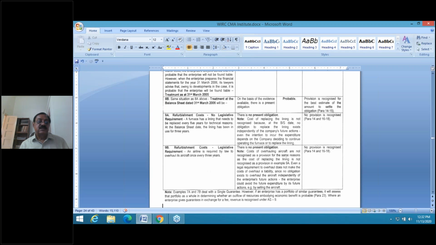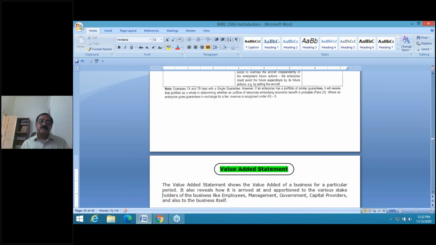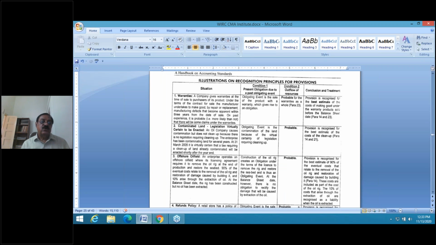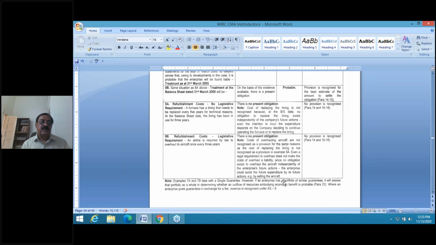Now friends, there are certain illustrations being given by me regarding this part. I'm not going through all, but going through some important elements of this, which may be asked in examination also, friends. I'm going to 9A.